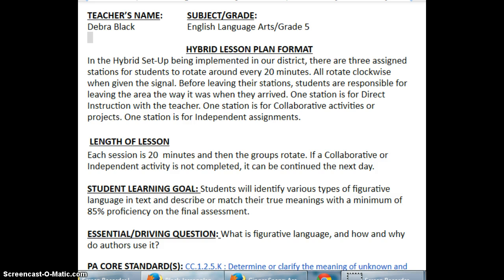students during lessons. Our district is implementing hybrid lessons, and the hybrid lesson format would be where there would be one station for direct instruction, one station for collaborative activities, and one station for independent activities. Each station the students stay at for 20 minutes, and all students rotate at the same time. So this would be a 1 hour total lesson plan format in all.